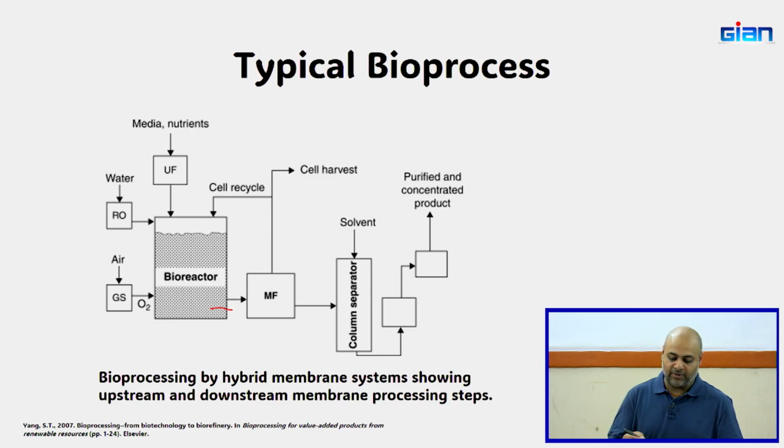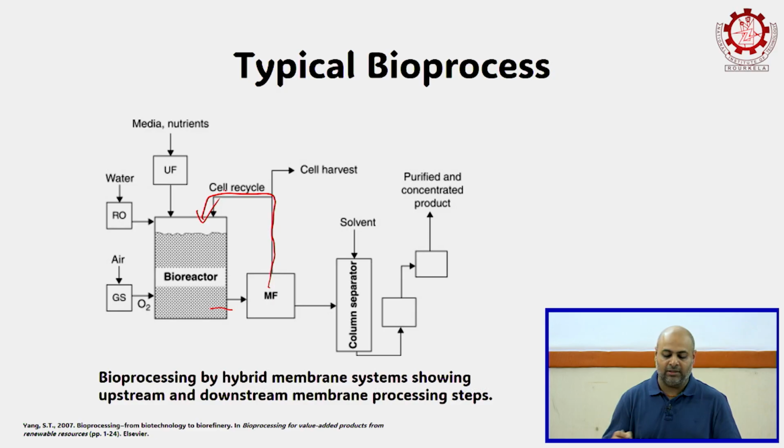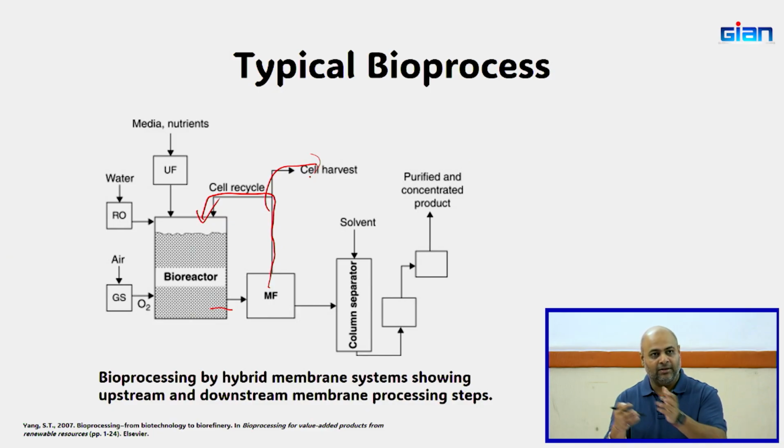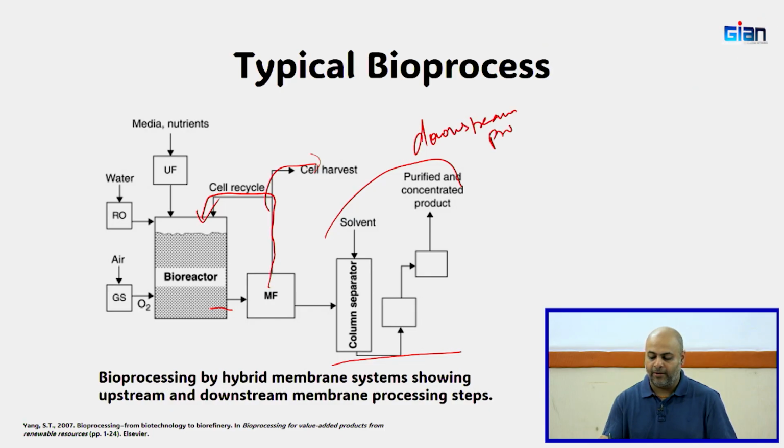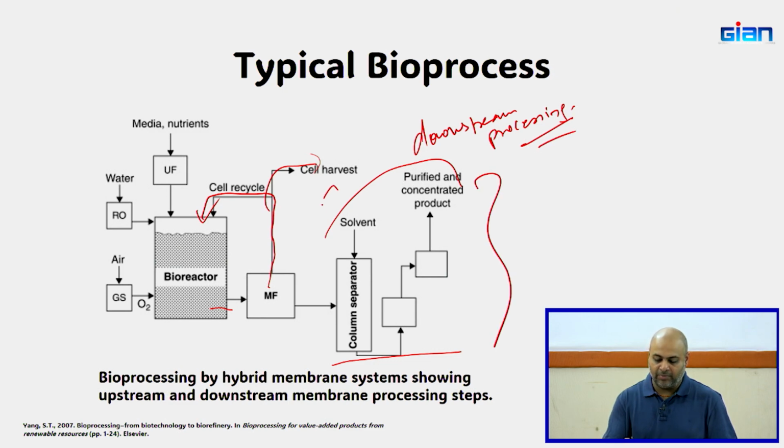Now, after the membrane filtration, some of the cells go back as cell recycle, or you can harvest the rest of the cells. Some you put back, some you reharvest, and whatever product you have after the membrane filtration, you can do the downstream process, so the downstream processing. So this is your downstream processing. Now this is where the maximum cost is.